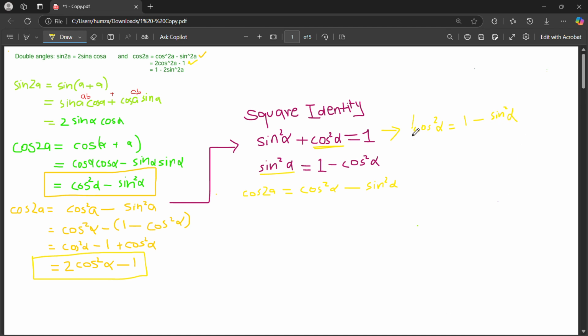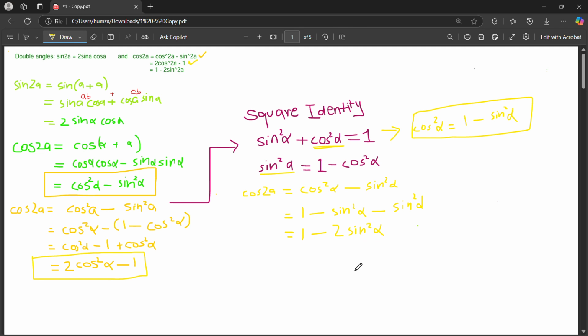Now we substitute this, cos squared alpha is equal to 1 minus sin squared alpha, into the thing we are proving, cos 2a. So instead of cos squared alpha, I can write 1 minus sin squared alpha, minus sin squared alpha. Now minus sin squared alpha minus sin squared alpha is equal to 1 minus 2 sin squared alpha.